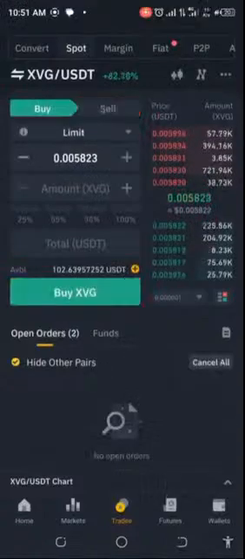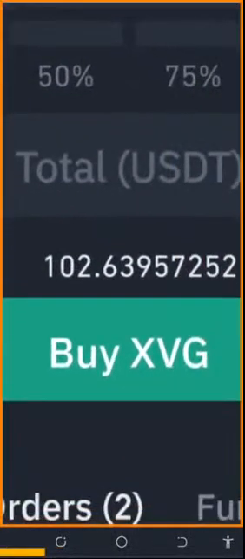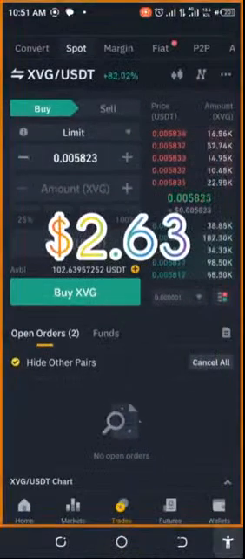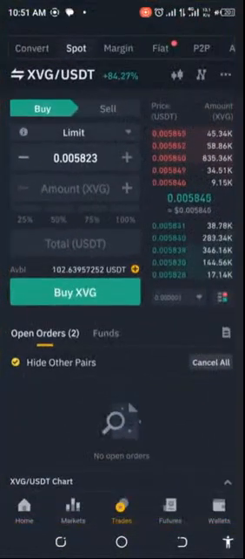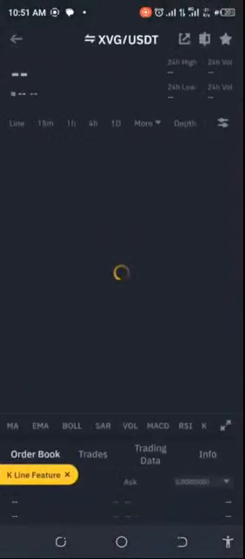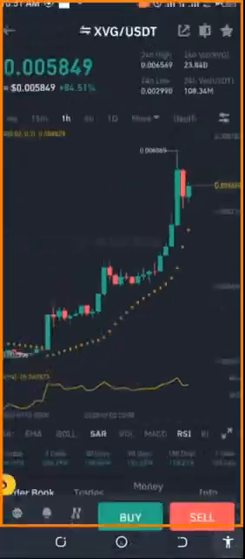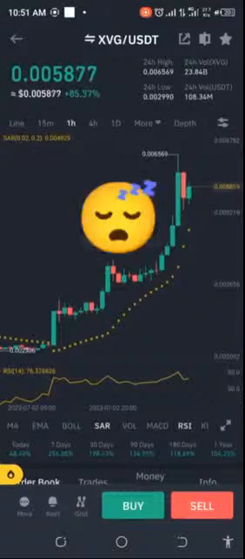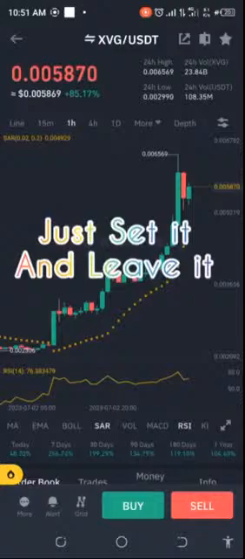Wow, woo! It has already executed. And can you see what I can see here? We made 102.63. That's like $2.63. Almost $2.64. That's good. Really good. Now, let's take a look at the charts. Now you can see what happened. This executed a couple of hours ago while I was sleeping. Like I tell you, I love it when I make money while I'm sleeping. Yeah. That's the beauty of trading. Just set it and leave it and go to sleep.